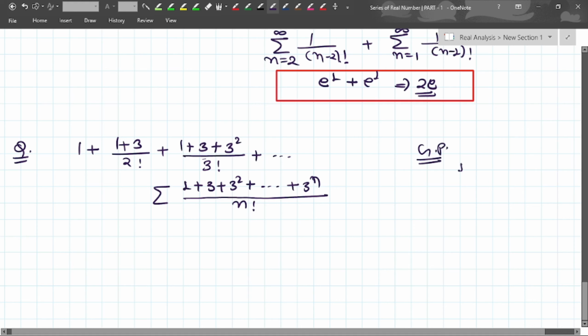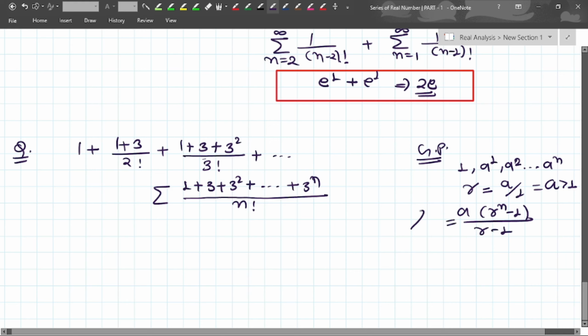What is the GP? It is 1, a, a power 2, up to a power n. Then I will find the common difference, that is nothing but a upon 1, which is nothing but a. It means the next term divided by the previous term. If it is in the form of a GP and r is greater than 1, then I will write a(r power n minus 1) divided by r minus 1. This is the S_n, the sum of this kind of GP.